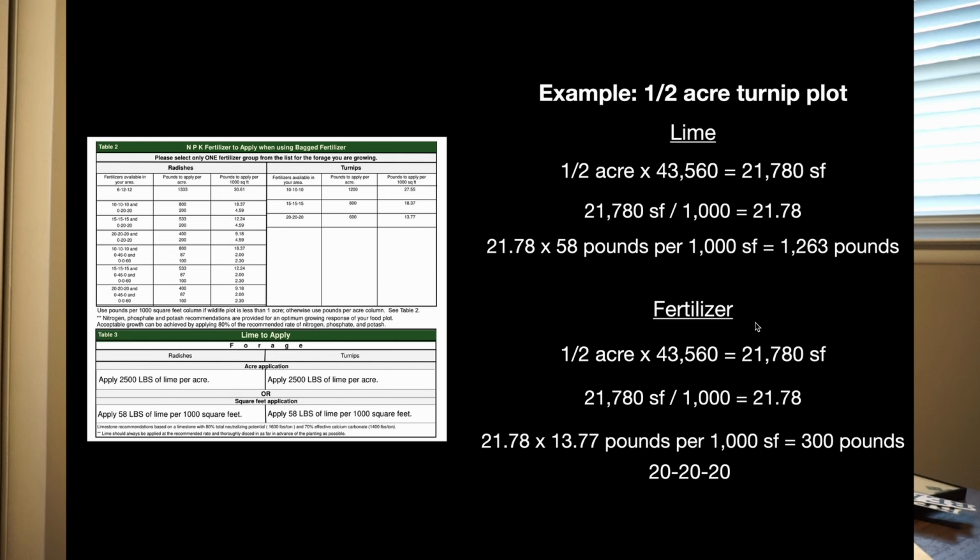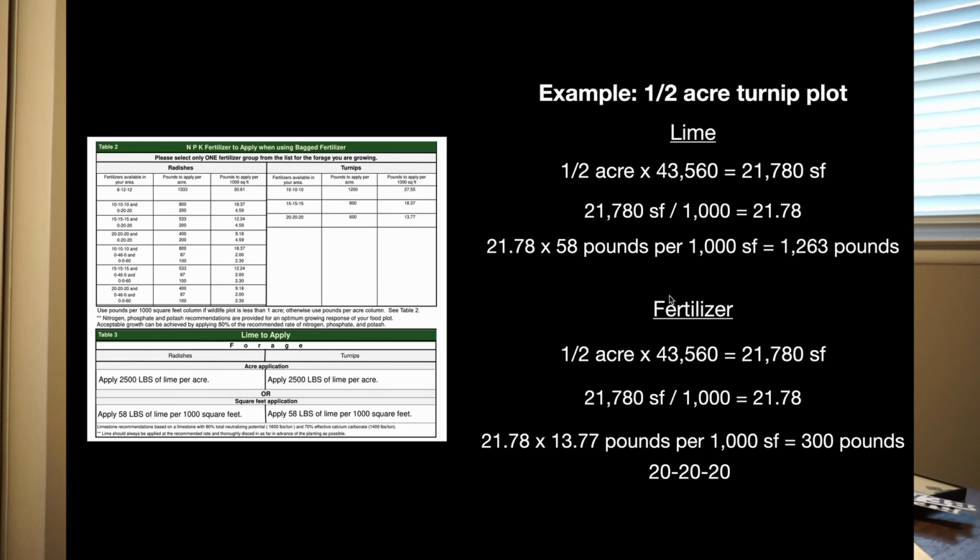So 10-10-10 is giving you the percentages of nutrients that are in that fertilizer, and that's nitrogen, potassium, and phosphorus. So obviously a 20-20-20 is stronger and will need less quantity than a 10-10-10 would. So generally I have no trouble finding a 20-20 or a 20-19 in my area.